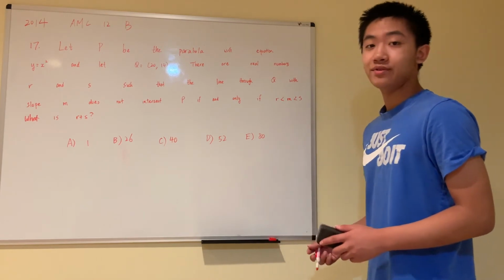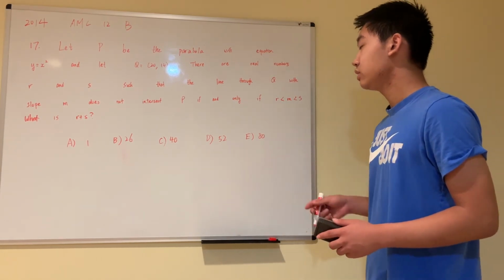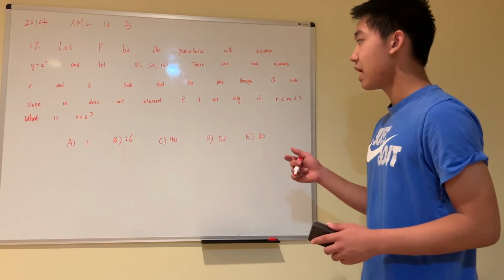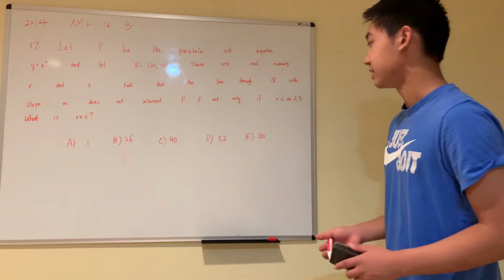So this is question number 17. It says let p be the parabola with the equation y equals x squared, and let q equal (20, 14). There are real numbers r and s such that the line through q with slope m does not intersect p if and only if r is less than m is less than s. What is r plus s?